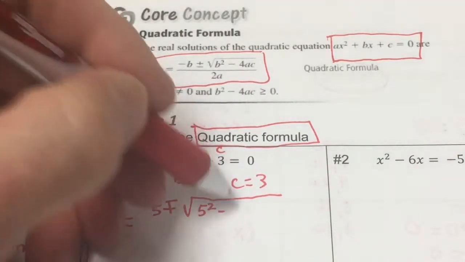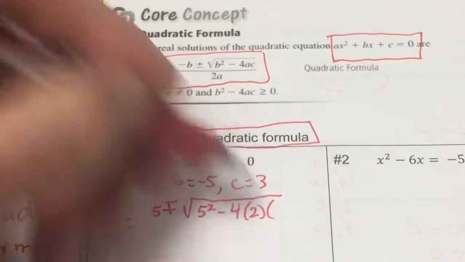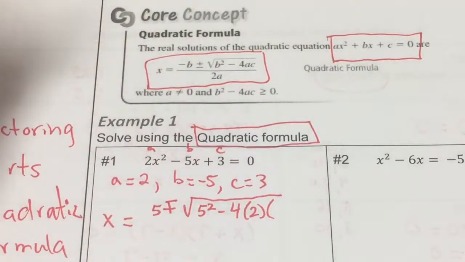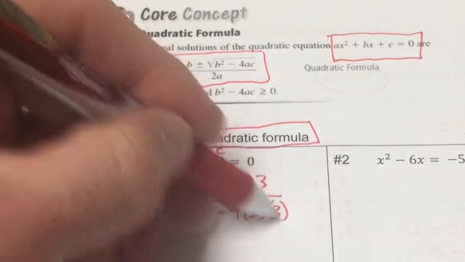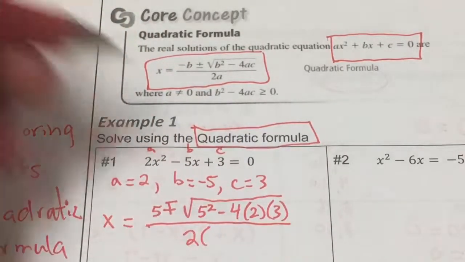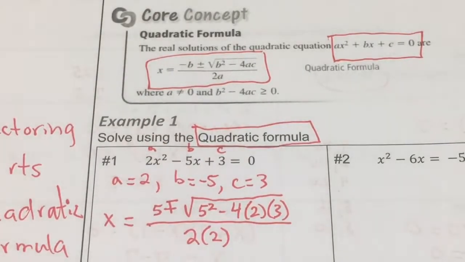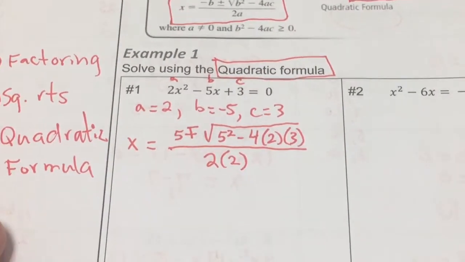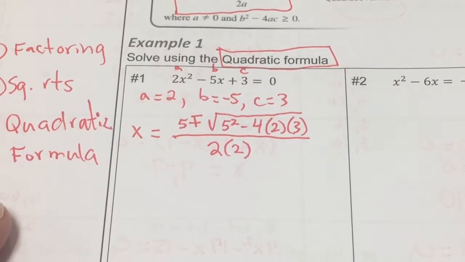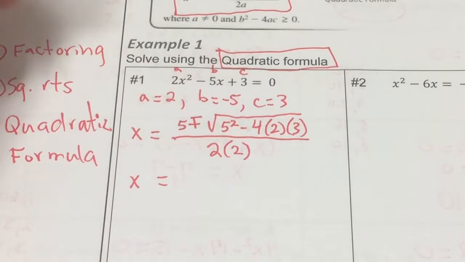Okay, so 5 squared minus 4 times a, which is 2, times c, which is 3, and all that over 2 times a, which is 2. All right, once we have everything plugged in there, we have to do some churning and grinding on these numbers to get an answer out of it.